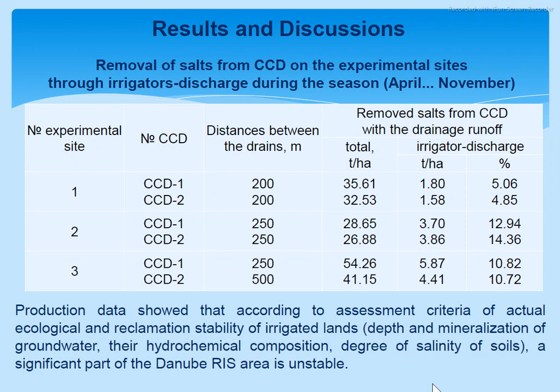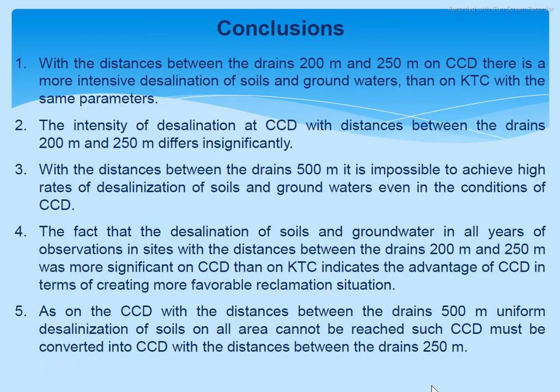If on the cart check with drainage, desalinization of soils and groundwater was observed along the irrigator discharge, then on the Krasnodar-type cart in the central part there was a contrary process, salinization. These facts indicate that there is a significant advantage of cart checks with drainage over the Krasnodar-type cart in terms of ensuring optimal salt regimes. The conclusions of the study are shown on the slide.